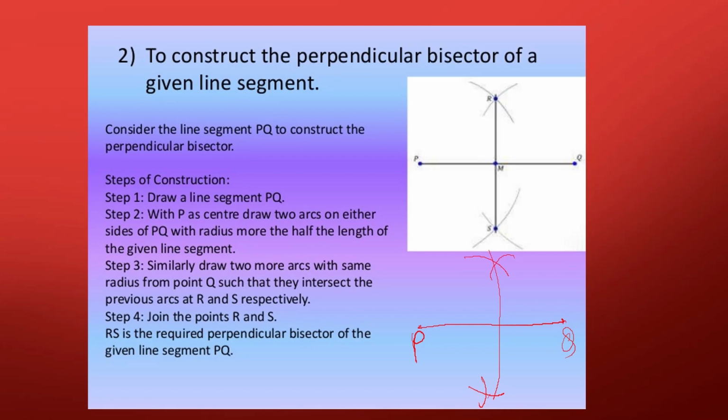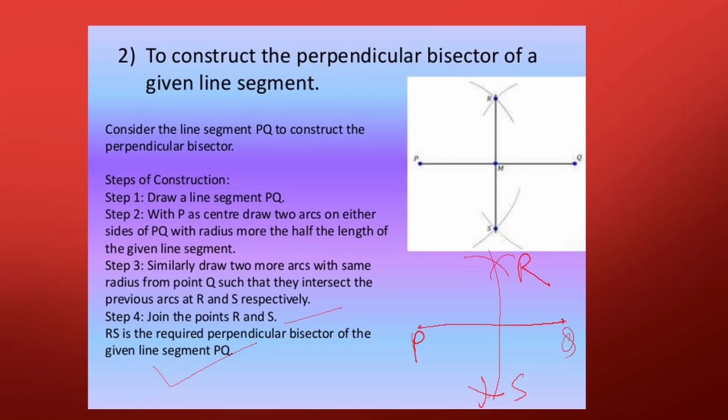Step 3. Similarly, draw two more arcs with the same radius from Q also, such that they intersect the previous arcs at R and S respectively. And step 4. Join the points R and S. RS is the required perpendicular bisector of the given line segment. I think that this is clear for all of you.